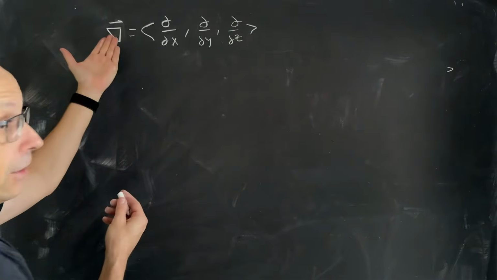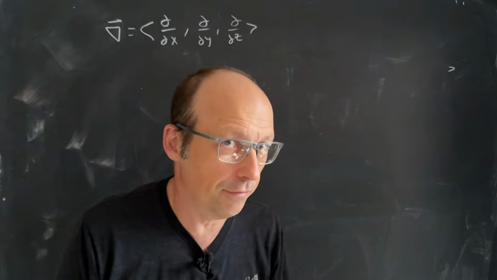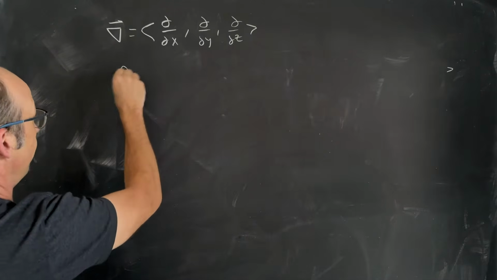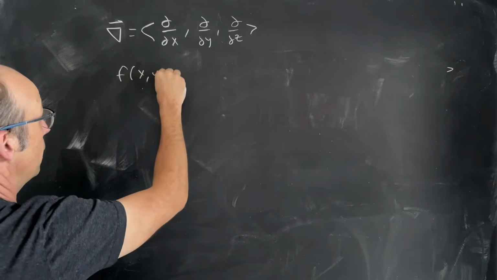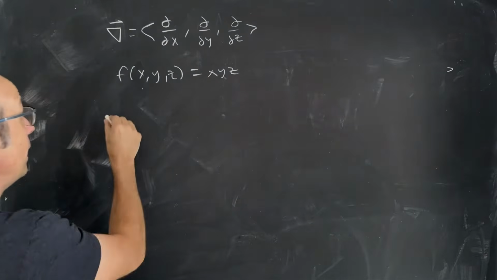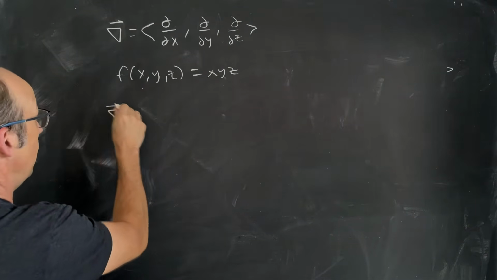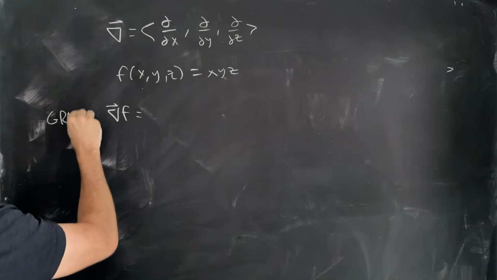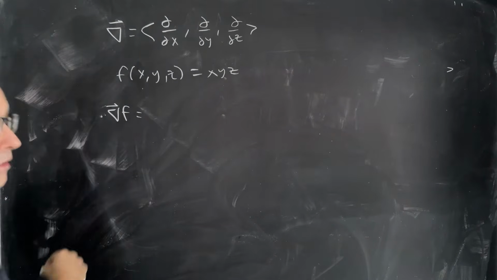So I can take that and treat it just like a vector. I can operate this on a scalar because you can multiply a scalar and a vector. So suppose I have some scalar function f. f is going to be a function of x, y, and z. Let's say it's x times y times z, something like that. Well, I can take the gradient of this. So I can say del f is the gradient.